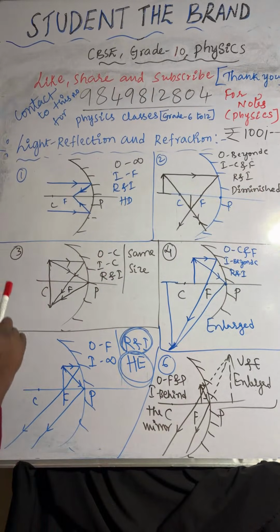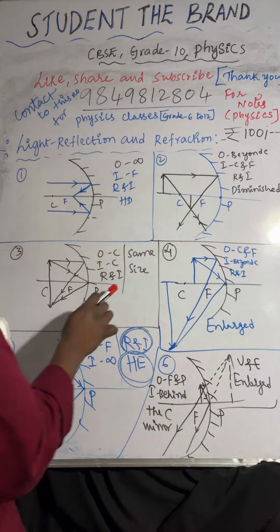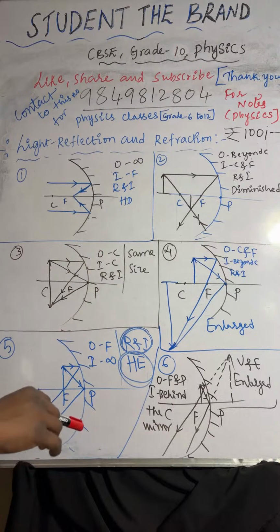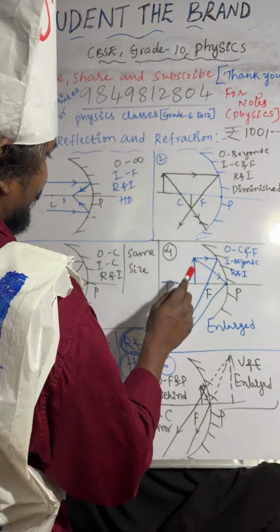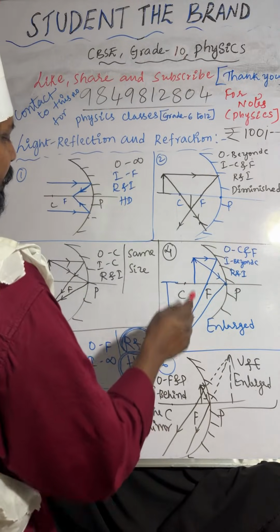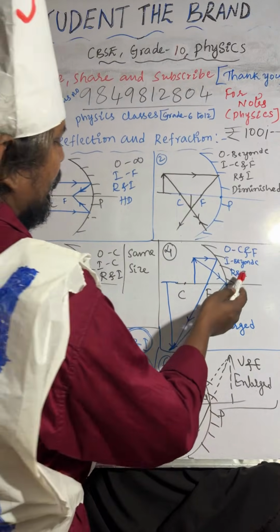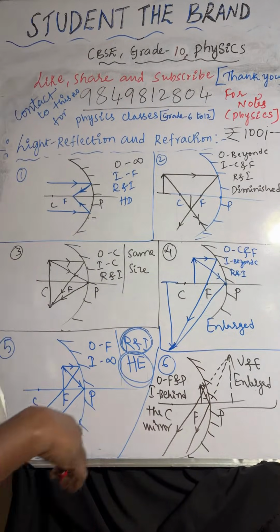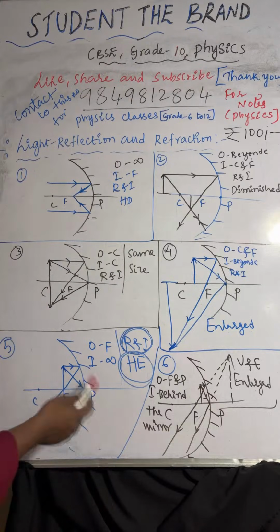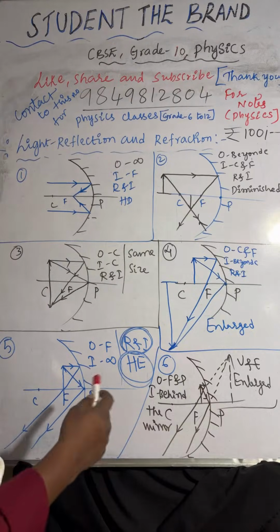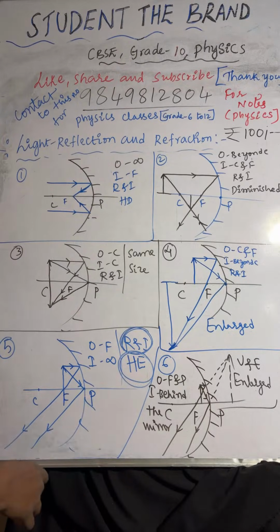And in this case, object is placed at C. Image also will form at C. Nature of the image is real and inverted. Size of the image is same size. And the fourth one, object is placed between C and F. Image will form beyond center of curvature. Nature of the image is real and inverted. Size of the image is enlarged. And in this case, object is placed at F. Image will form at infinity. Nature of the image is real and inverted. Size of the image is highly enlarged.